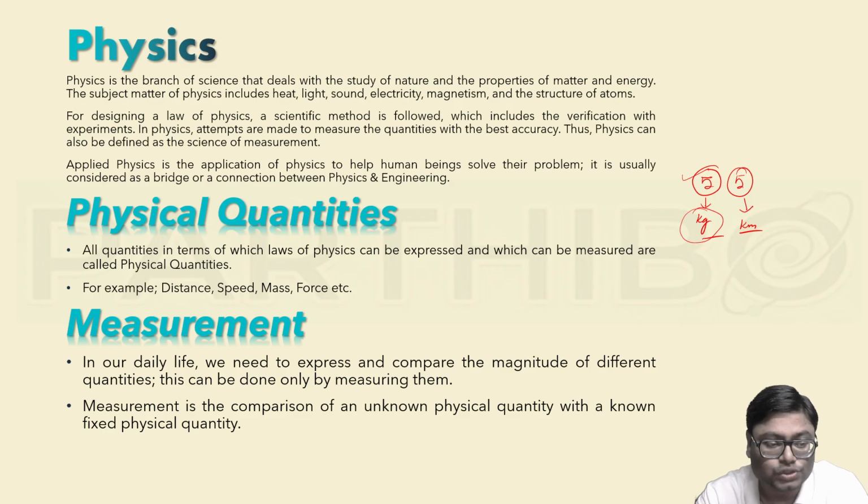So let us come to physical quantity. All quantities in terms of which the laws of physics can be expressed and which can be measured are called physical quantities. For example, distance, speed, mass, force, etc. Now measurement: in our daily life we need to express or compare the magnitude of different quantities. This can be done only by measuring them. Measurement is the comparison of an unknown physical quantity with a known fixed physical quantity.